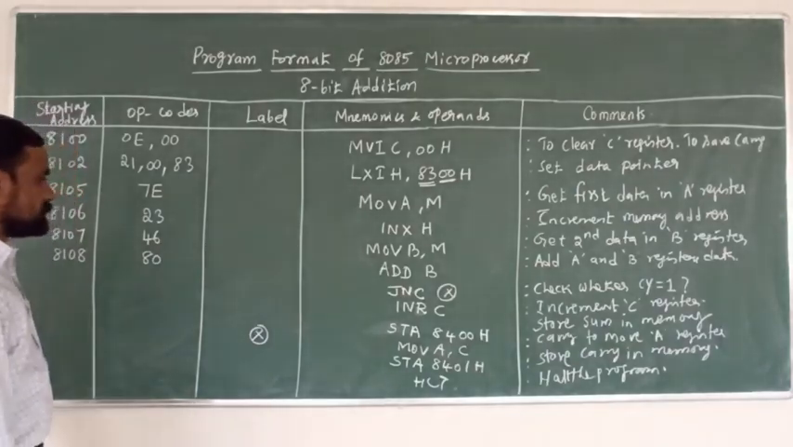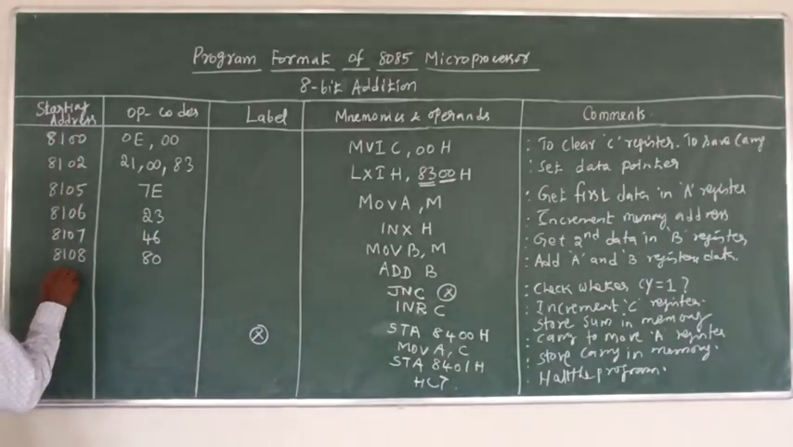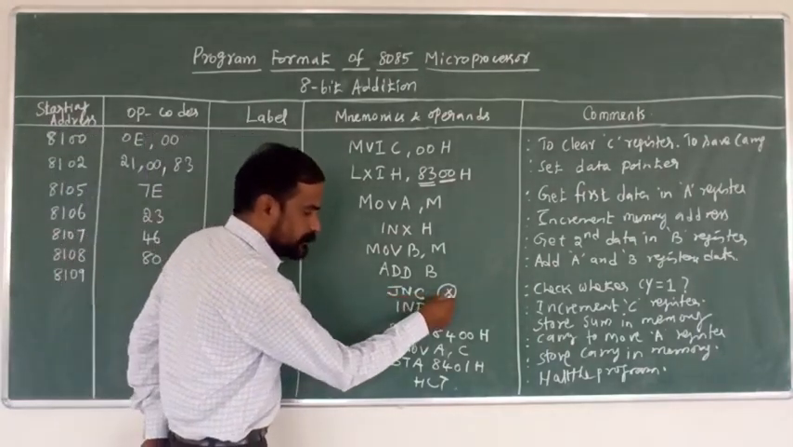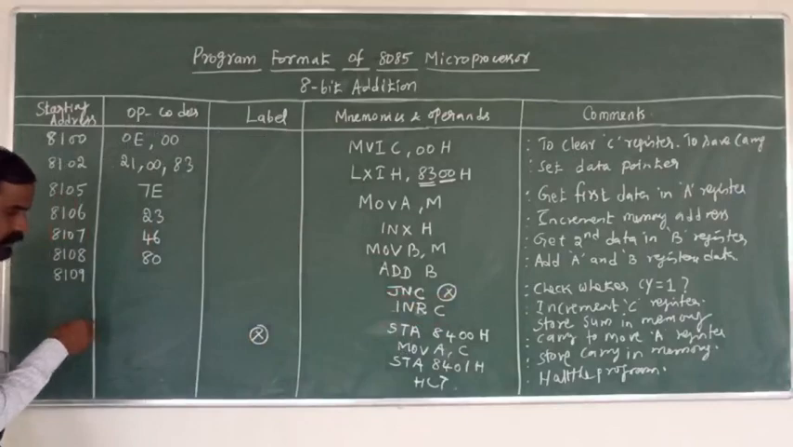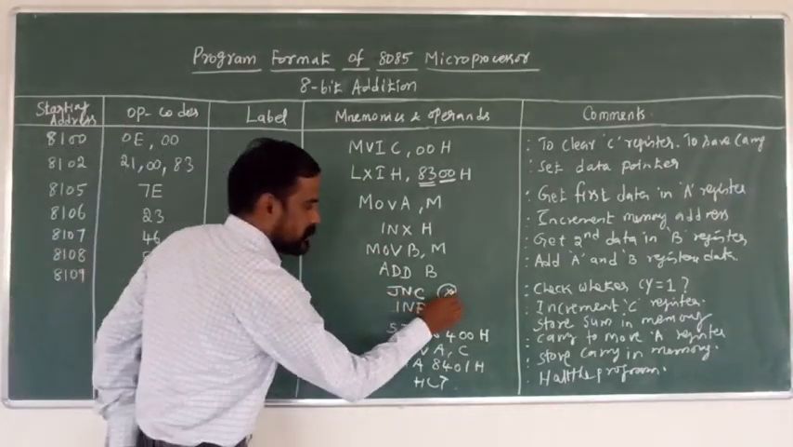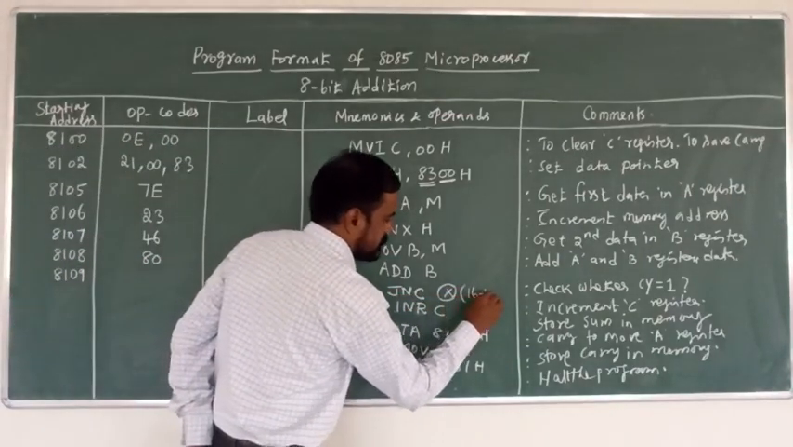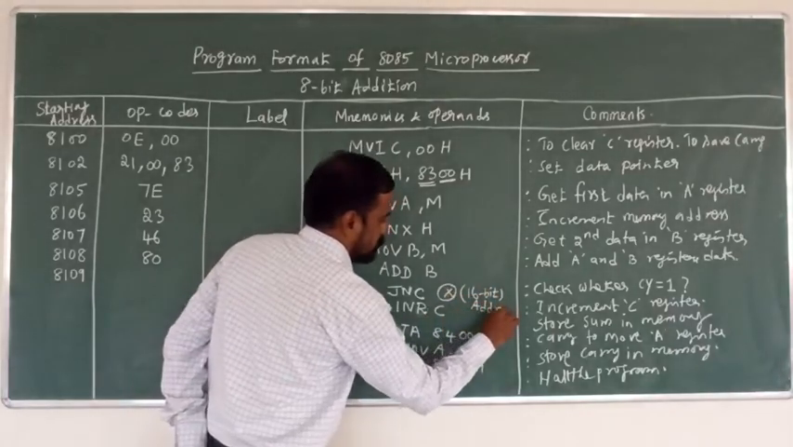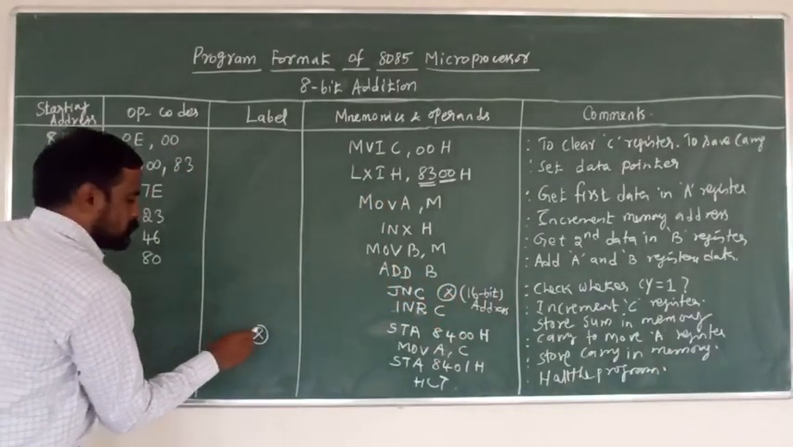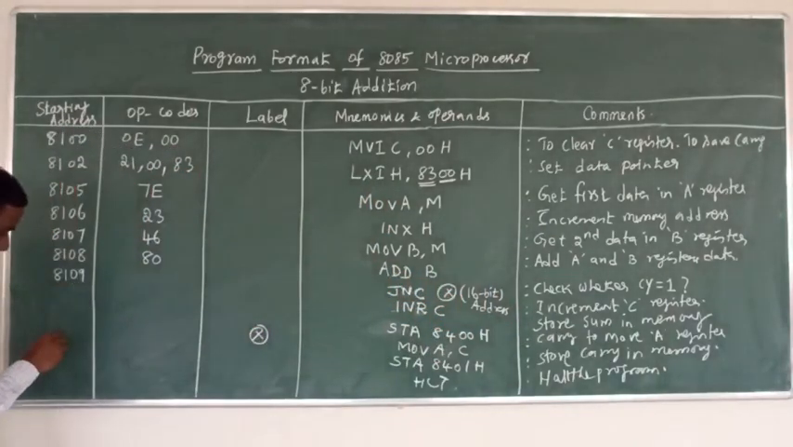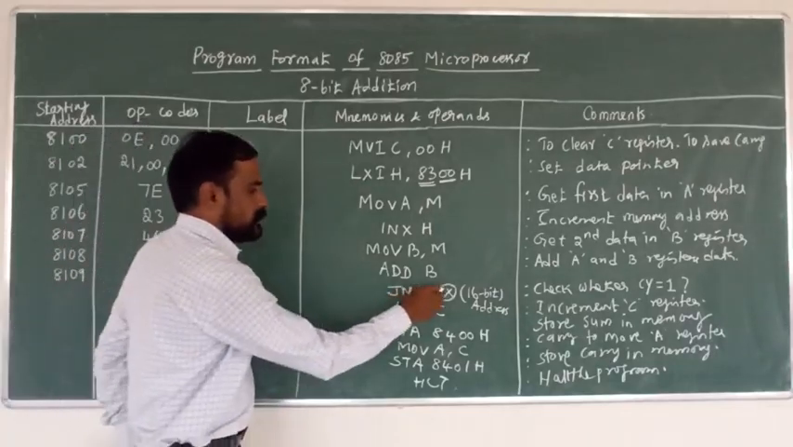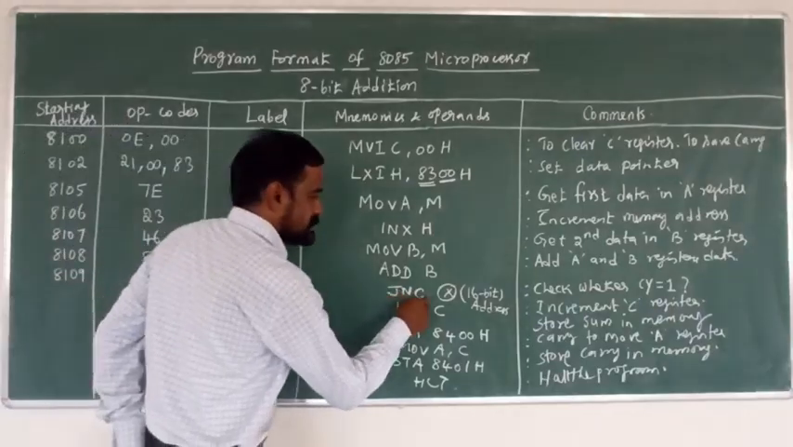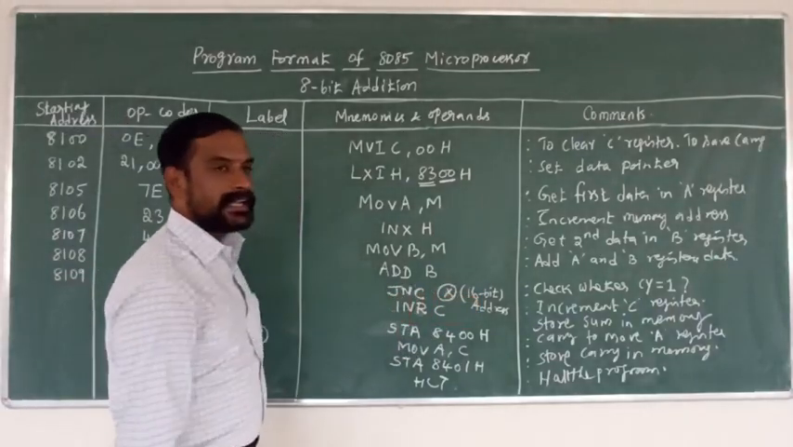Okay, next address 8109. JNC: jump to this 16-bit address location. At present, we don't know the address for this location. For that we can use a dummy address. JNC 16-bit address is a 3-byte instruction.